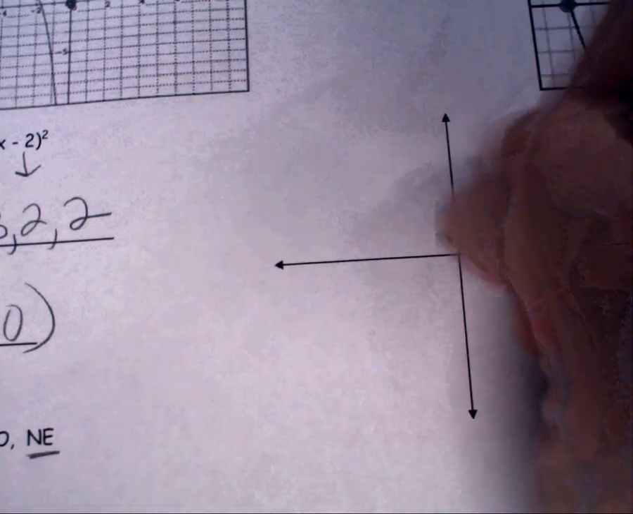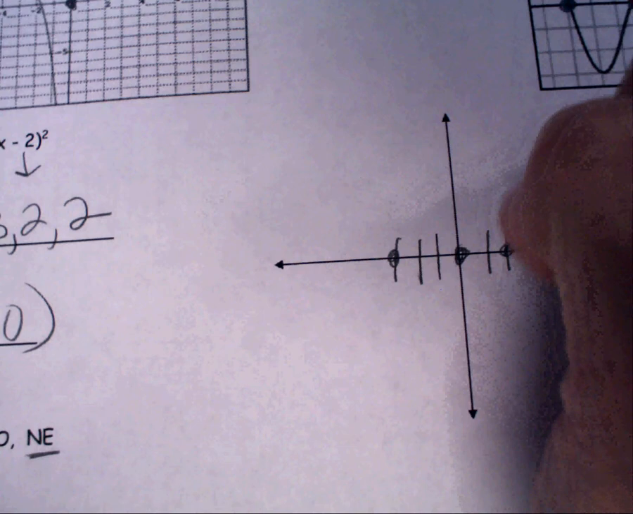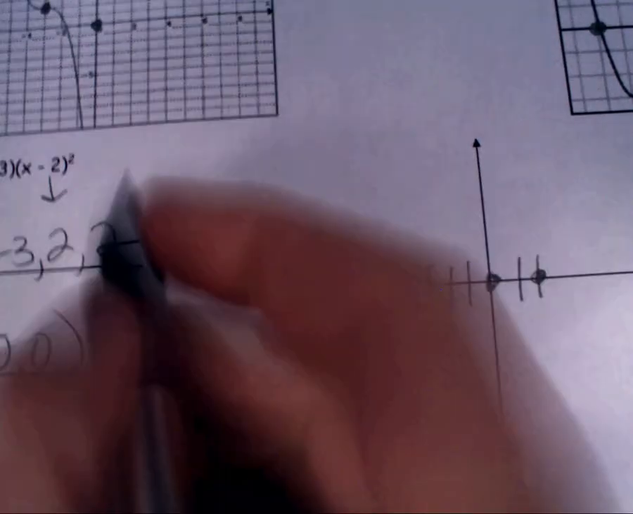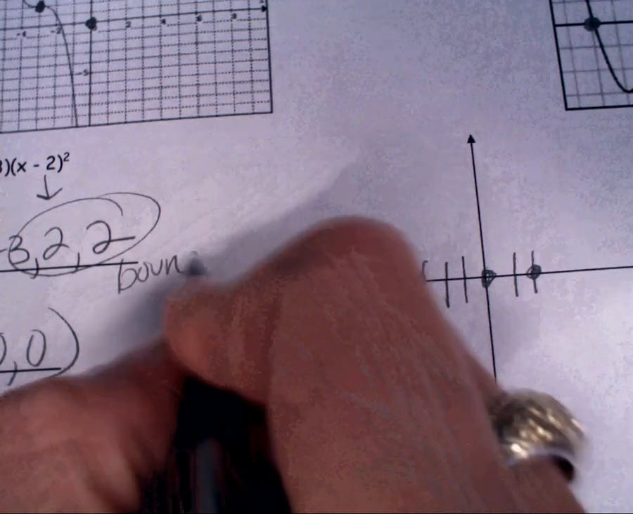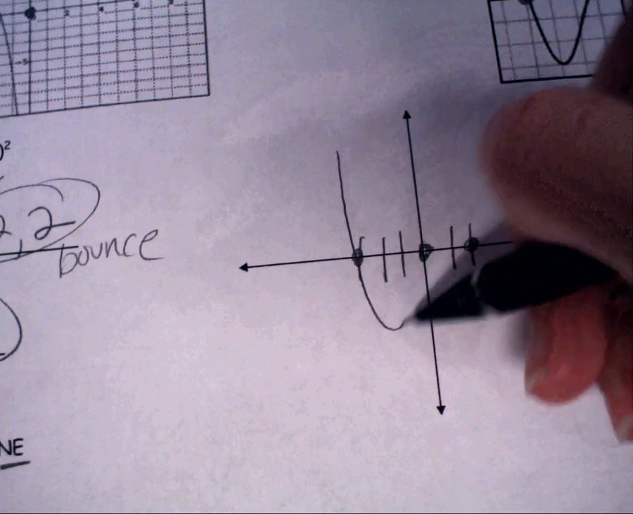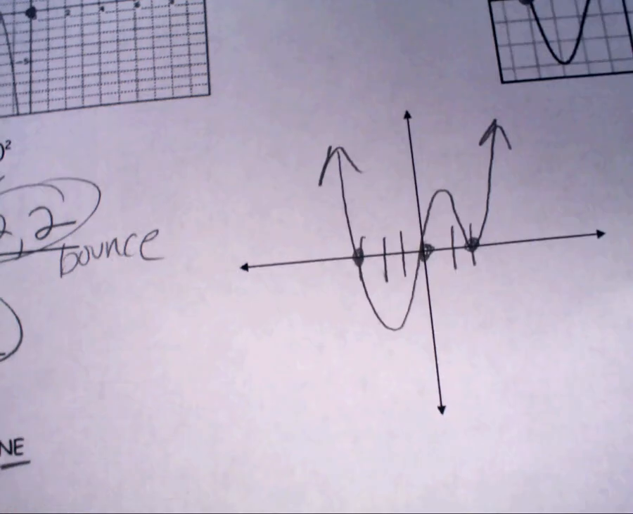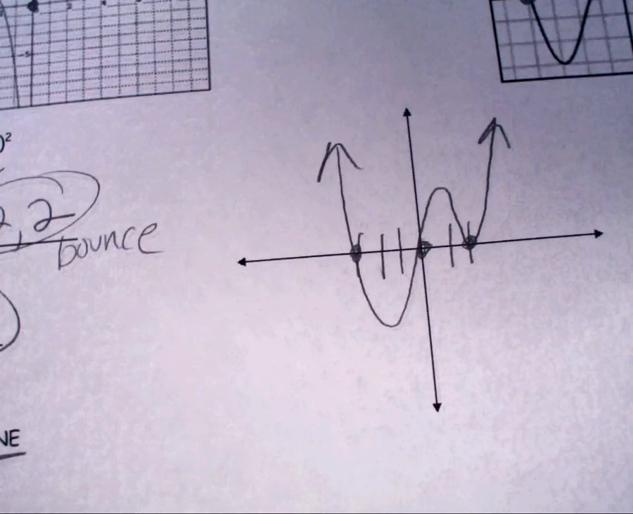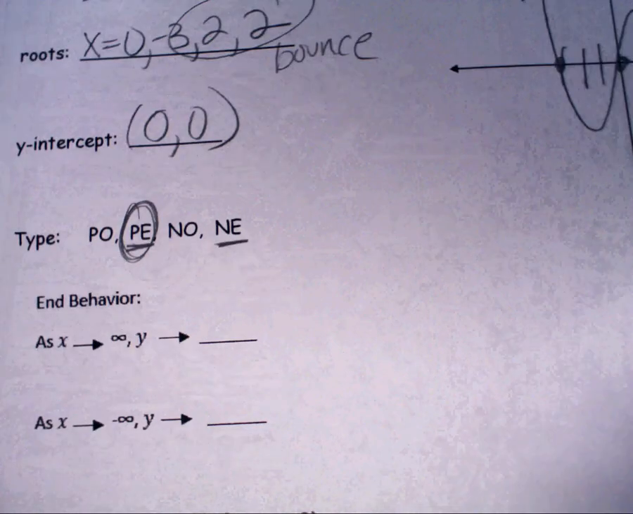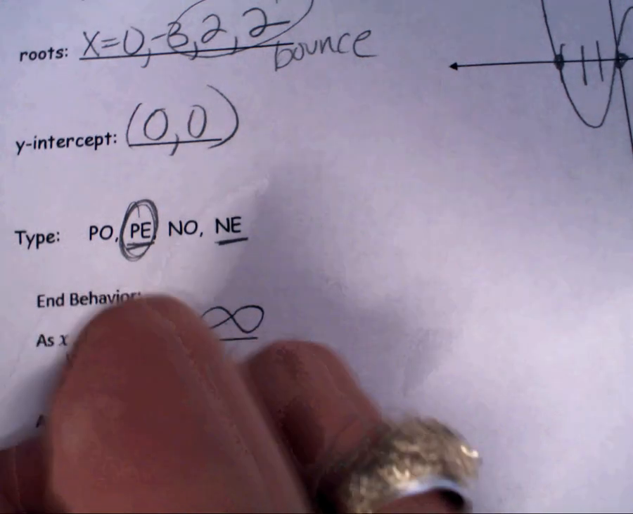And according to the positive evens start high and end high. So I'm going to plot -3, I'm going to plot 0, and I'm going to plot 2. And so starts high and ends high. What I need to be careful of is right here, I'm going to bounce. So start high, and I bounce at 2. And if it is a PE, then I know that my ends are going to be positive infinity, positive infinity. So remember, this one's as we go right, as we go left.